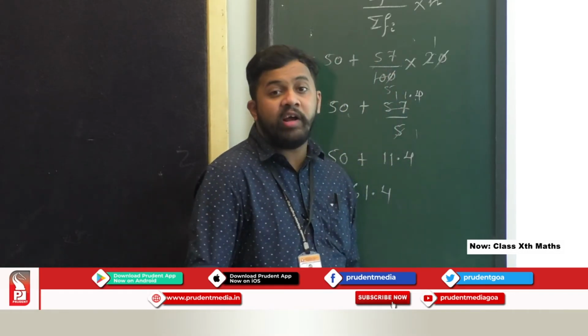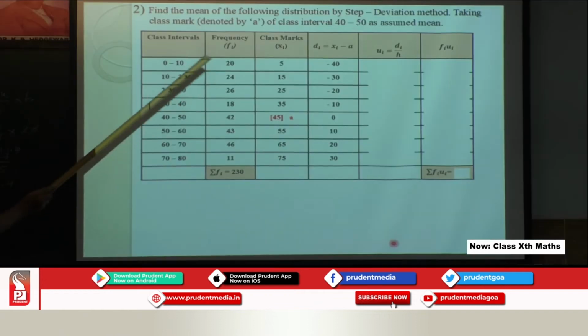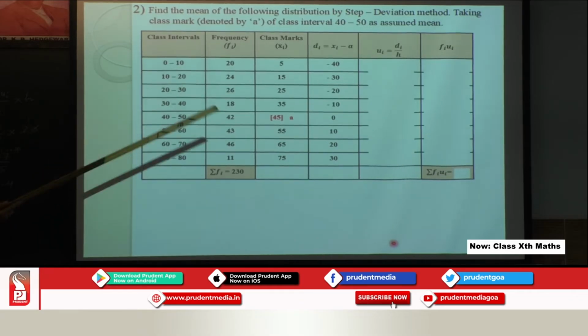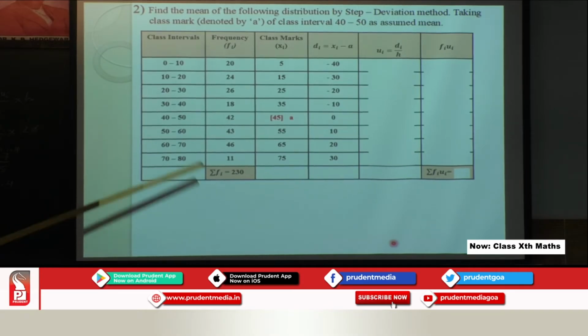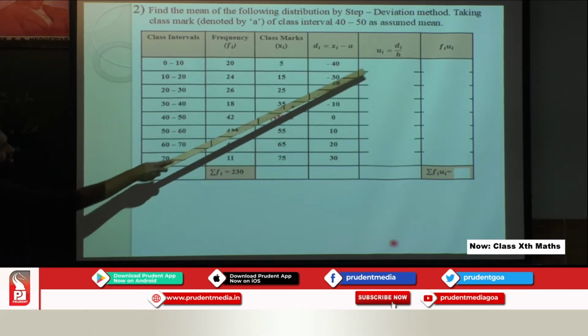Next, we have to find out the class size. Let's first find out the class size. Look at any one of the class intervals. Subtract the lower limit from the upper limit: 10 minus 0 is 10. Or I can take even 80 minus 70, any of the class intervals, and subtract. So you will get the class size as 10. So divide every term by 10 and write it down here.